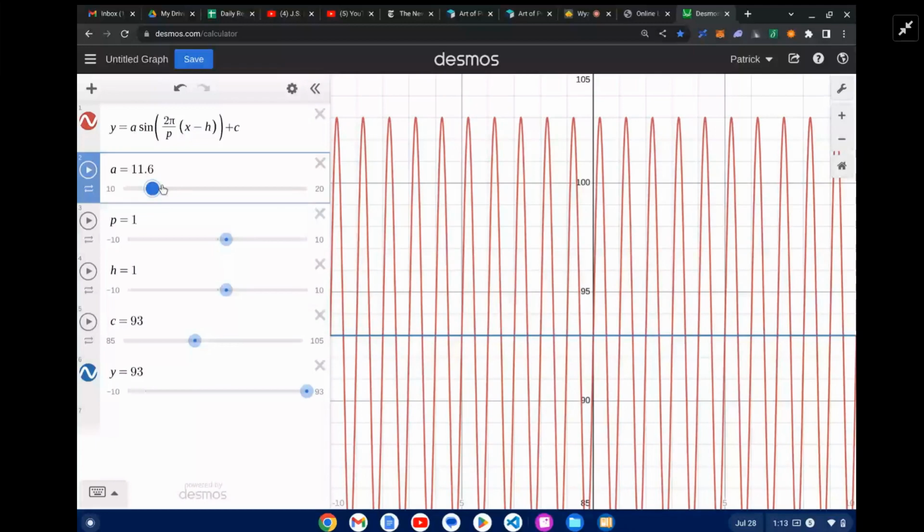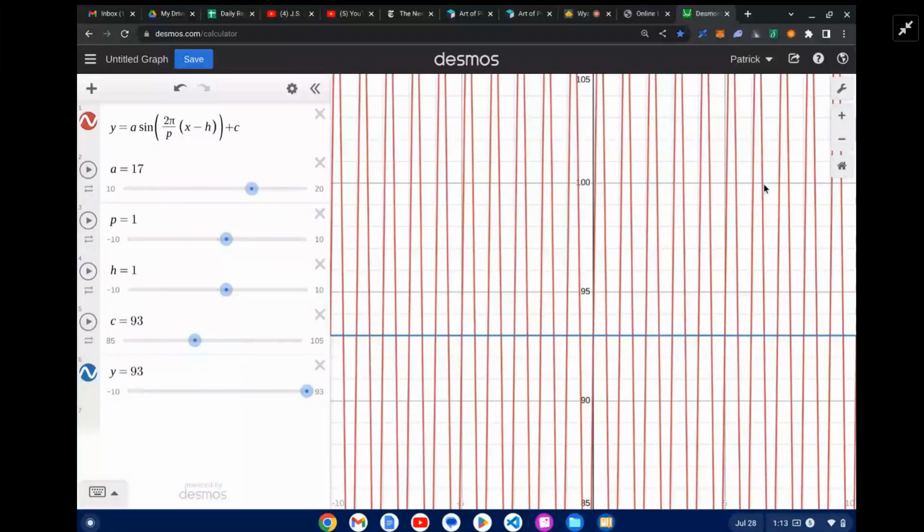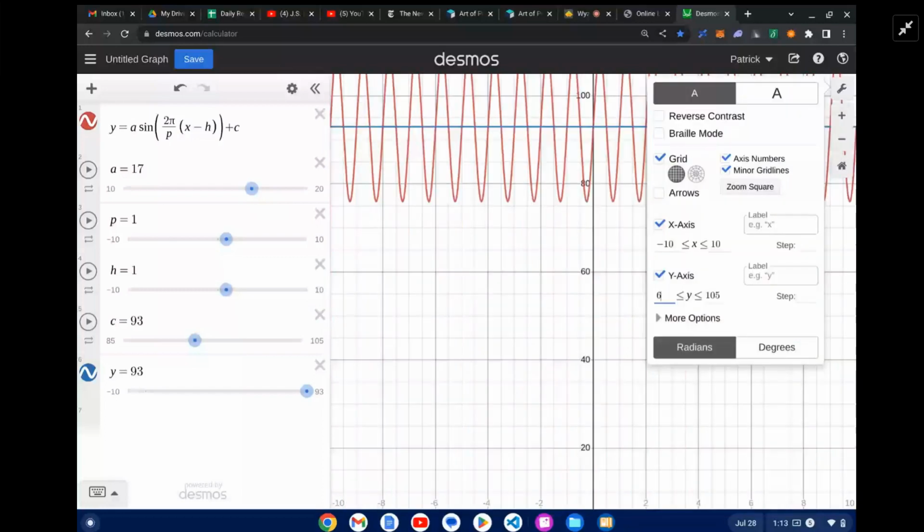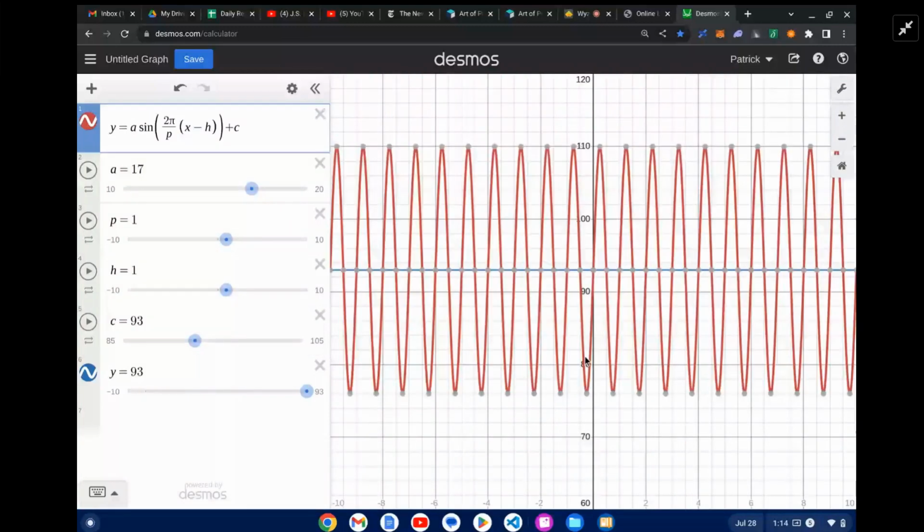Now, that's not looking so great. There's 17. We need to stretch this scale out more, because it's 17. So let's go from, let's say, 60 to 120. That fits everything on the scale. So you've got to play around with these things. It takes a little practice.